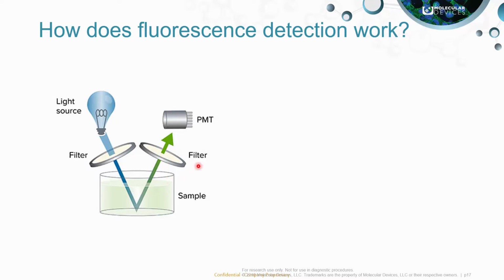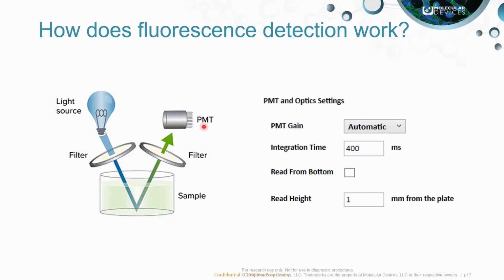This emitted fluorescence is detected by a photomultiplier tube, and the fluorescence intensity of a sample is expressed as relative fluorescent units. With our reader, there is little optimization necessary due to the unique automatic PMT. When selected, the software will automatically normalize the data within each well, so it is independent of the PMT gain selected. Therefore, the data from each well and plate can be comparable.